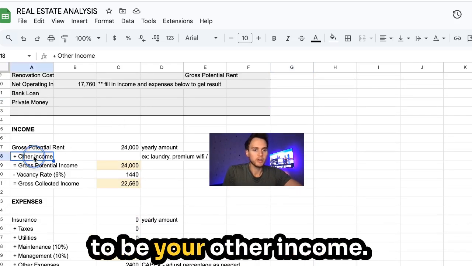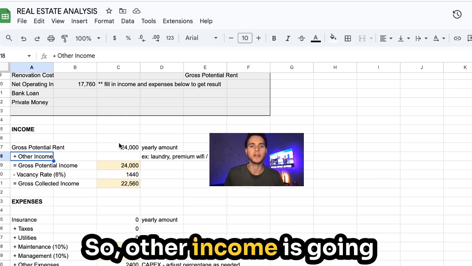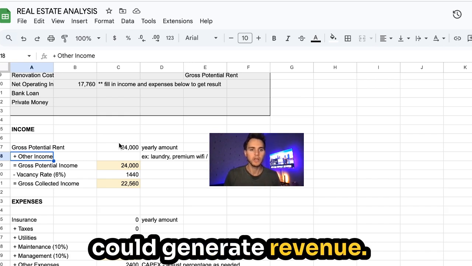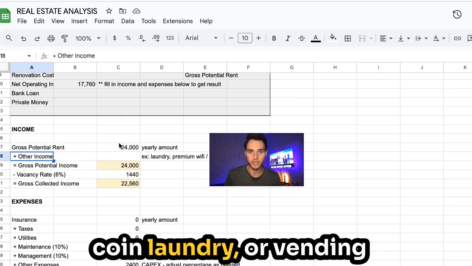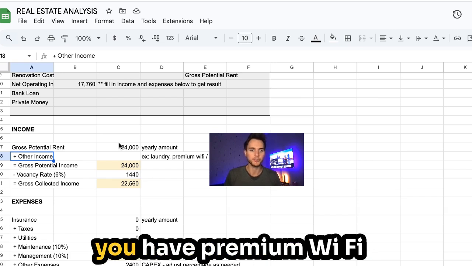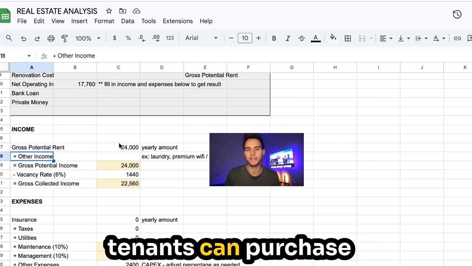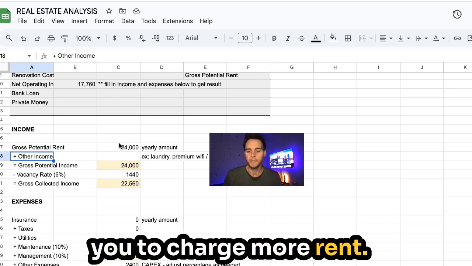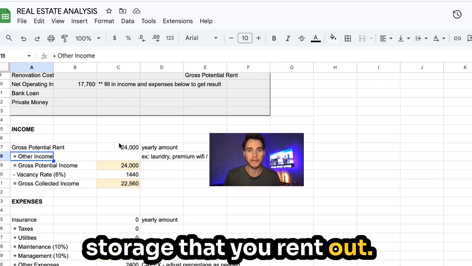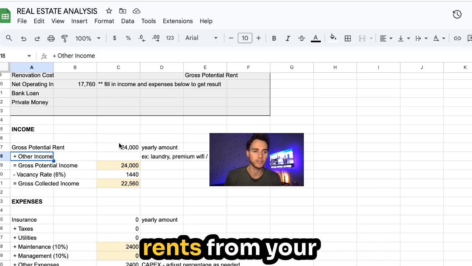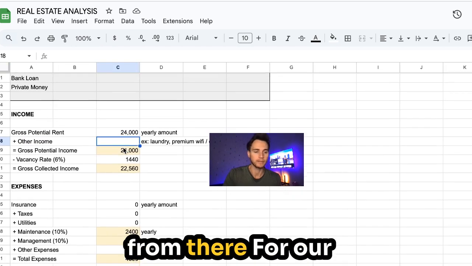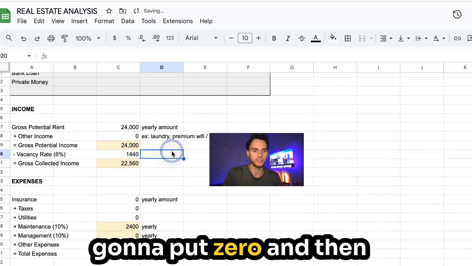The next thing is going to be your other income. So other income is going to be additional ways in which this property could generate revenue. So it could be things like coin laundry or vending machines, or perhaps you have premium Wi-Fi cable channels that your tenants can purchase from you that would allow you to charge more rent. It could be additional storage that you rent out. There's a lot of different ways in which you can make additional rents from your rental properties. So you'd put the total yearly estimated income from there. For our purposes, we're just going to put 0.